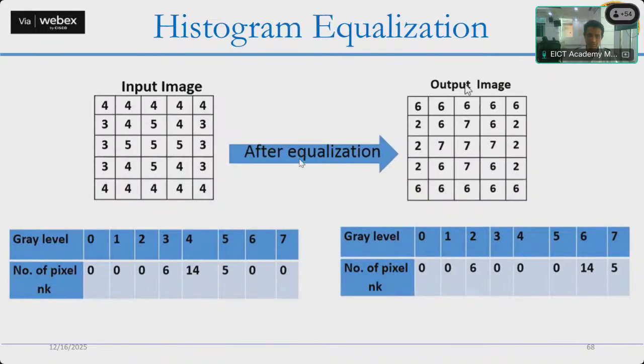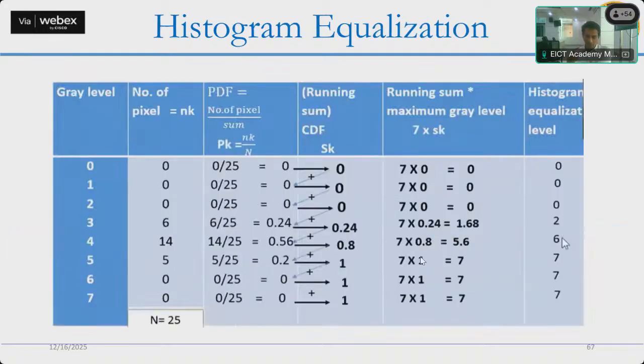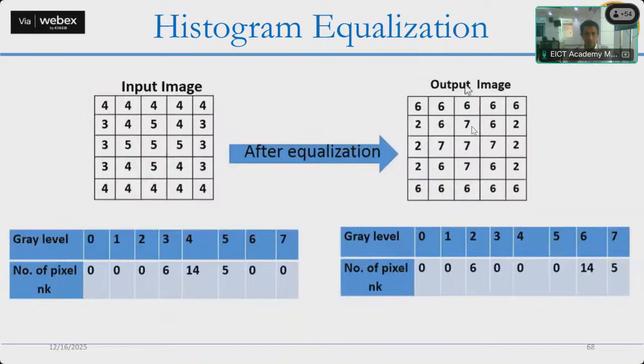After equalization, how does it look? Only these values are there: 3, 4, 5. What you can notice is that 3 has changed to 2, 4 has changed to 6, and the other to 7. So we are able to observe that in the output image. This is the output image gray level, and again we can see the histogram, or we can have the counts of the different pixel intensities.